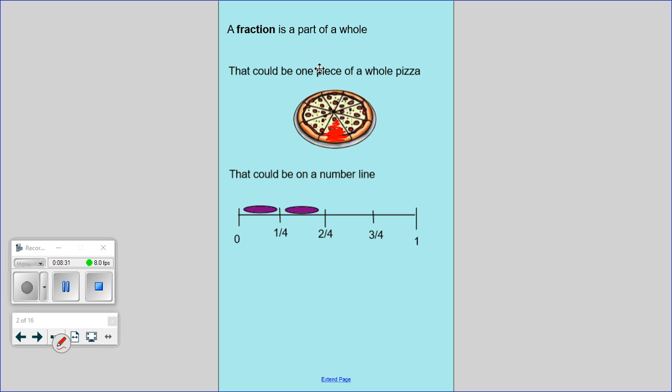Put a line right in the middle. Put a little tick mark right in the middle. That is 1/2. We just split that in half. So go ahead and label that tick mark 1/2. We just split it in half. So your number line should look like this.